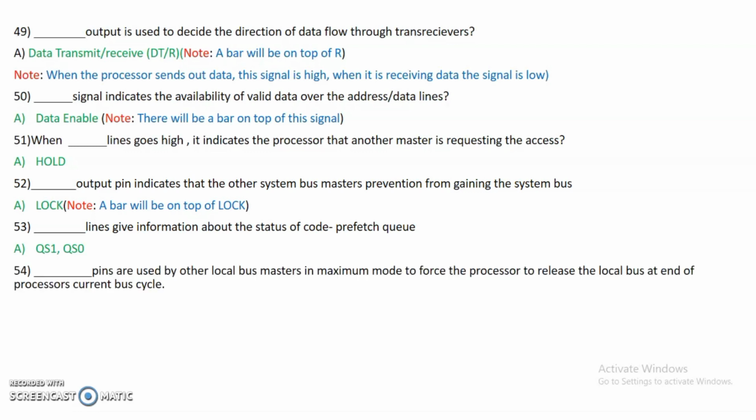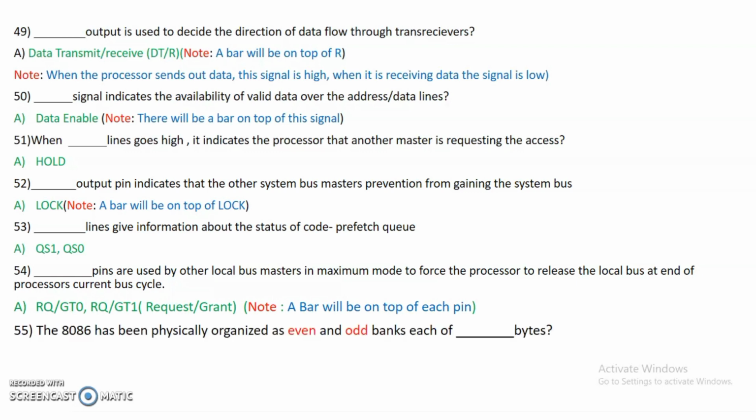Bit number 54. Dash pins are used by other local bus masters in maximum mode to force the processor to release the local bus at the end of the current bus cycle. The answer will be request grant. In request grant you will have request grant GT0 and request grant GT1. So you will have two signals. These two signals will be used by the bus masters in order to make the processor release the bus. Here also make a note, there will be a bar on the top of both of them.